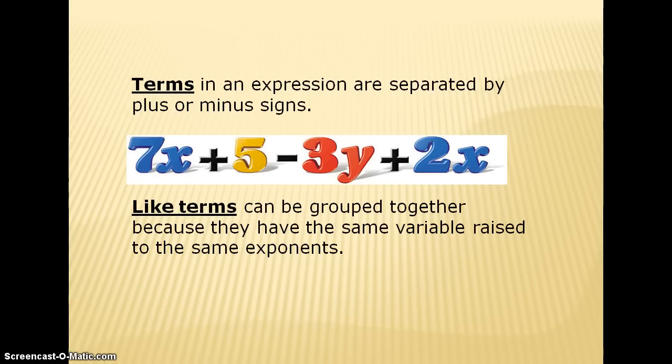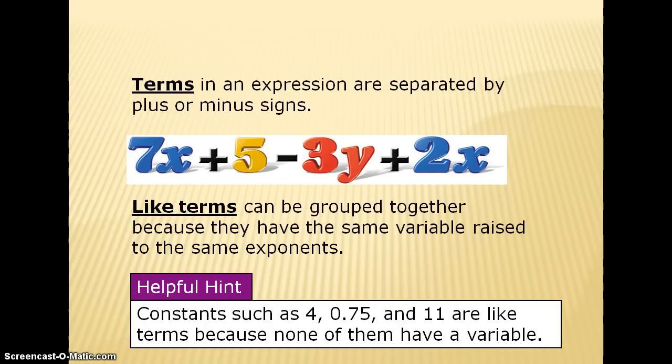Like terms can be grouped together because they have the same variable raised to the same exponents. So the blue ones, the 7x and the 2x, could be combined together to make 9x. Constants such as 4, 75 hundredths, and 11 are like terms because none of them have a variable.